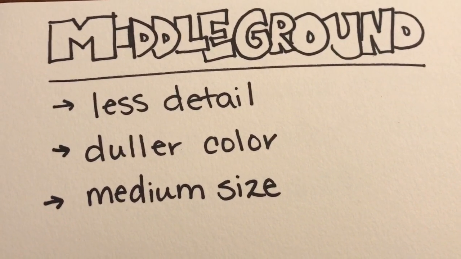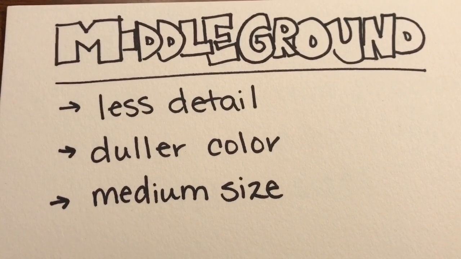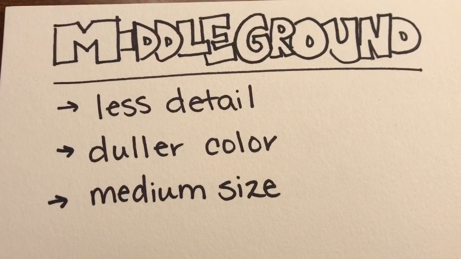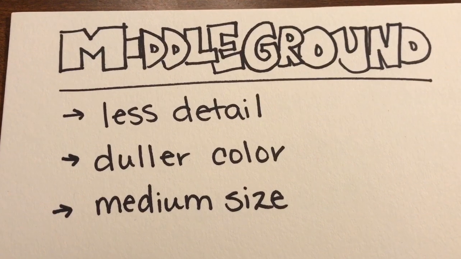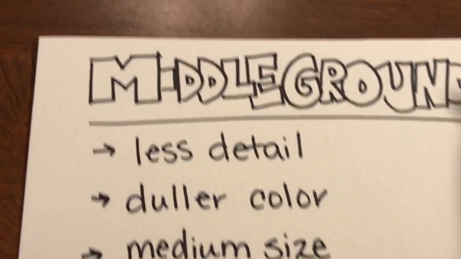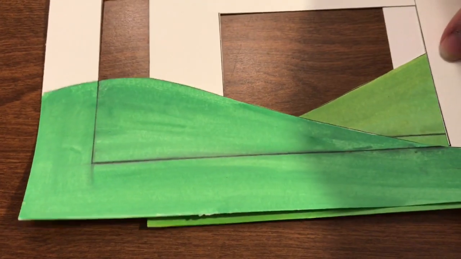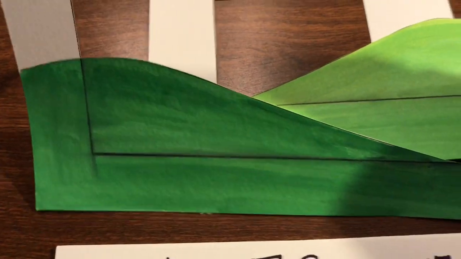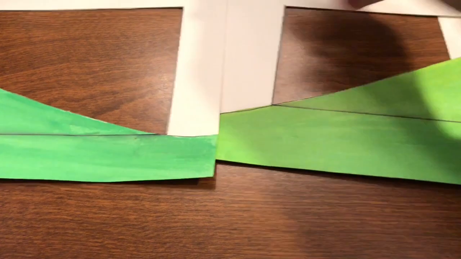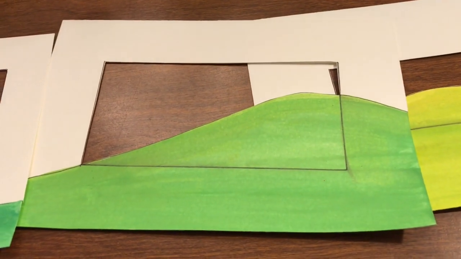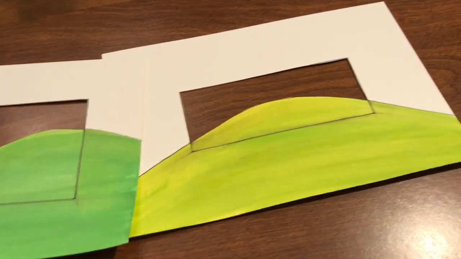When you're creating the middle ground of your tunnel book, I want you to think about three more things. This time I want you to think about less detail, duller colors, and medium size. For my tunnel book, I actually created three middle grounds. So I have my first hill, and with each one I tried to dull the color. I have my second hill, and in the back I have my third.